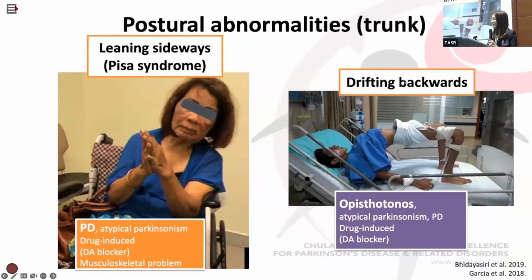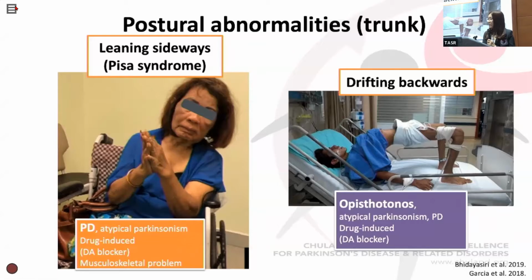Postural abnormalities can be found at the trunk also. If patients lean sideways to an abnormal degree, we call this Pisa syndrome. This can be found in advanced PD and atypical Parkinsonism. Some patients with musculoskeletal problems can present with Pisa syndrome also, like patients with scoliosis or other vertebral abnormalities. So the other differential diagnoses of Pisa syndrome have been listed here. But the typical diagnosis you should mention is Parkinson's disease.